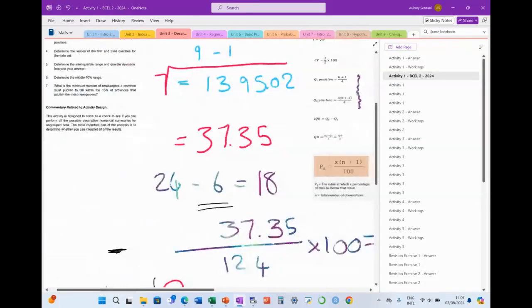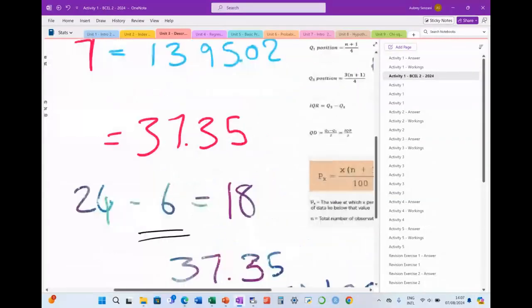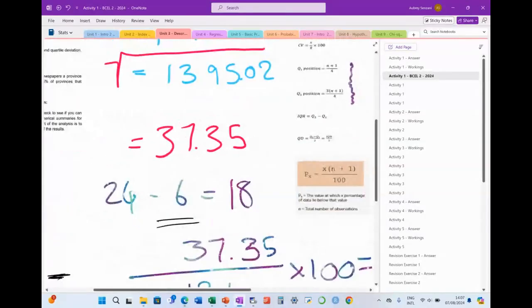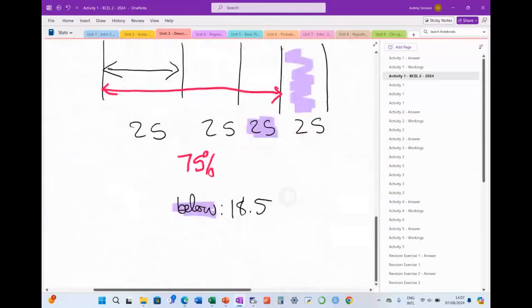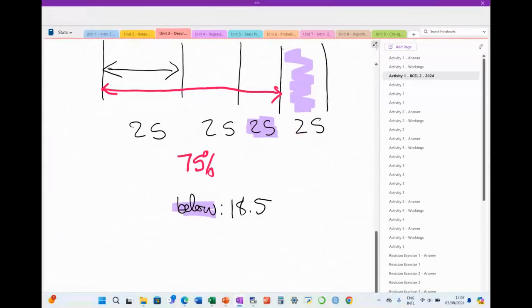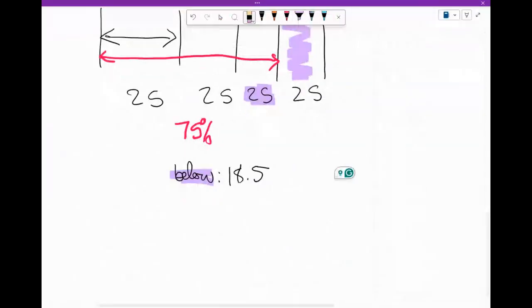So then we go to the IQR. What does the IQR stand for? Interquartile range. You are taking your third quartile and minusing the first quartile from it. If we go back to what we had over here, third quartile minus the first quartile. Is it making sense?